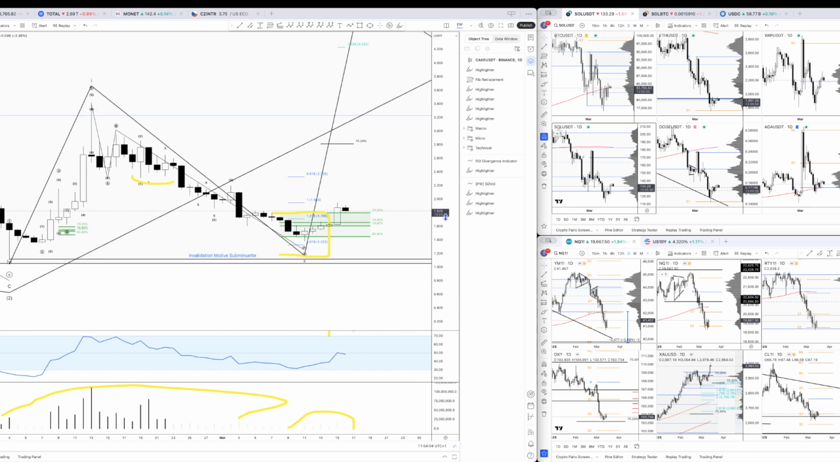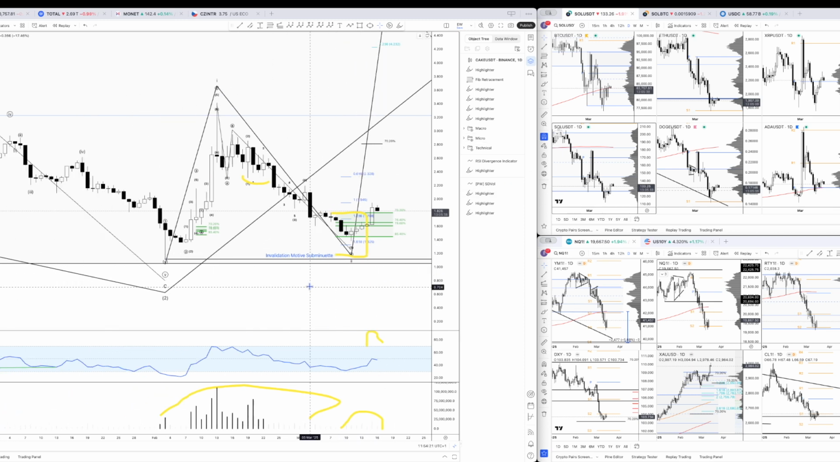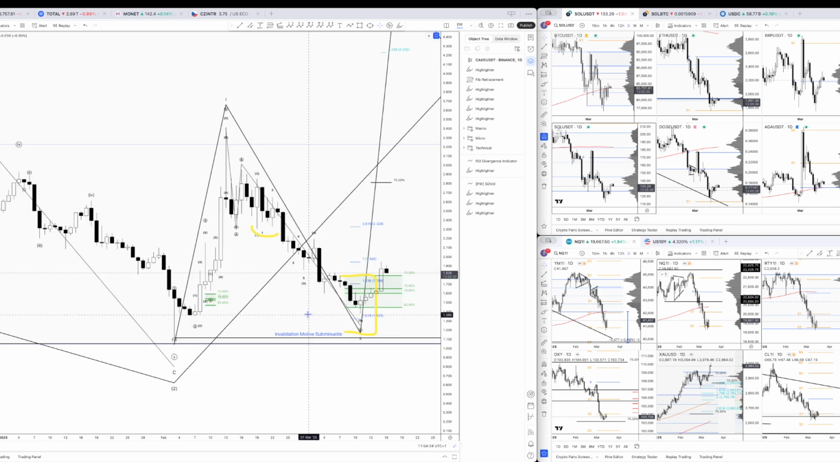I might make a video on BNB as well, because it has also exhibited some strength, creating an impulse wave since the low that was formed. I think it was just above $500. So these two go hand in hand. I'll keep an eye on this one. It's a setup I like.